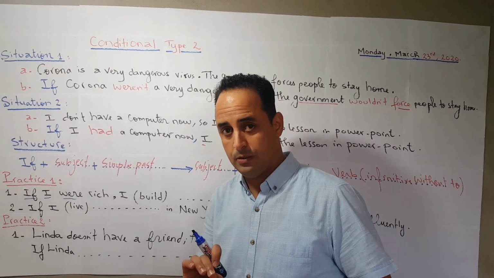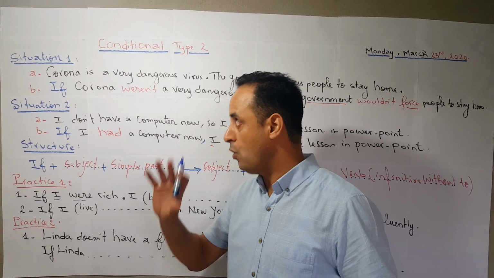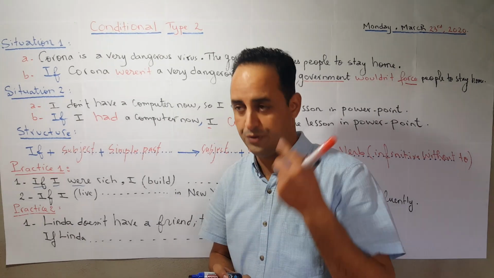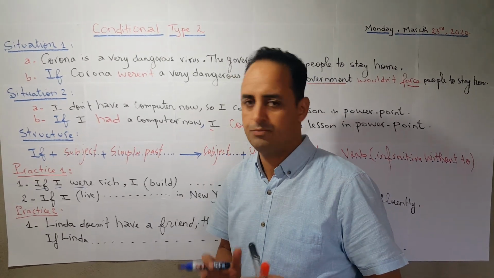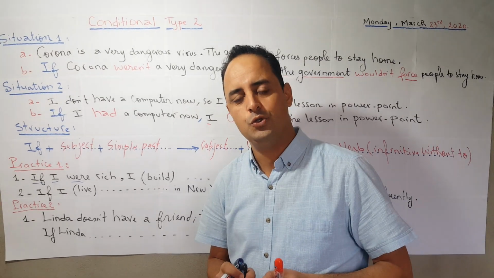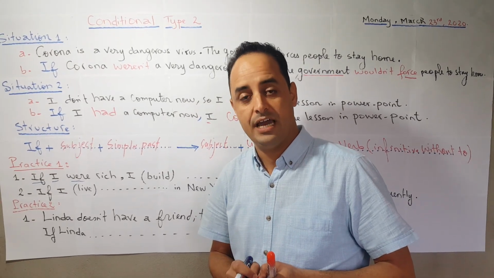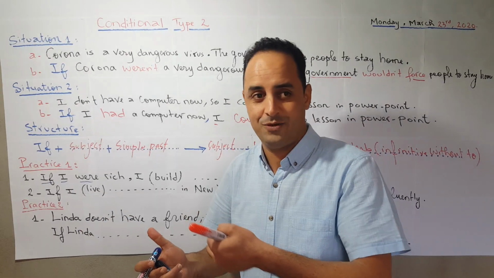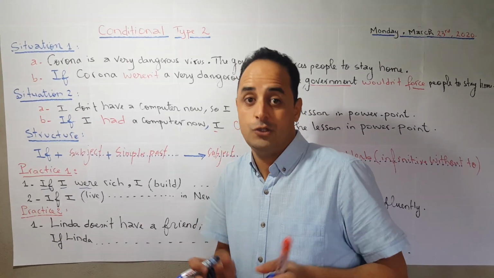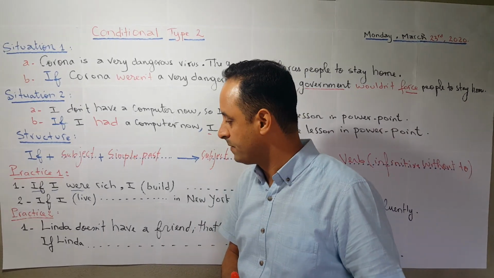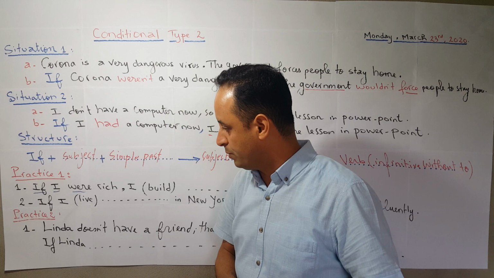But exceptionally, we use "were" with all subjects in conditional type 2. Put this in mind. It's preferred, it's more commonly used. If you can remember the expression we use to give advice, we say, "If I were you, I would visit the doctor," for example, or go home and sleep. So "if I were you," we don't say "if I was you," right? This is very common, just to put in mind.